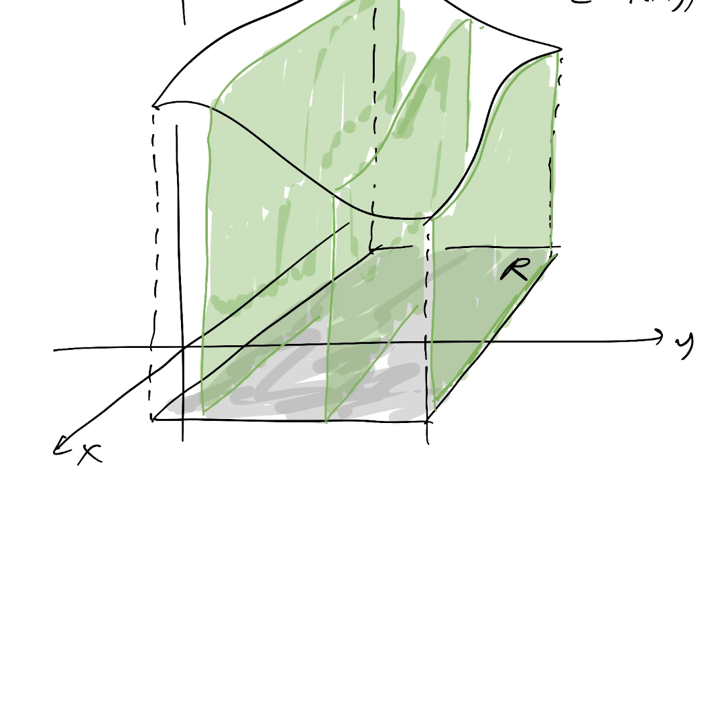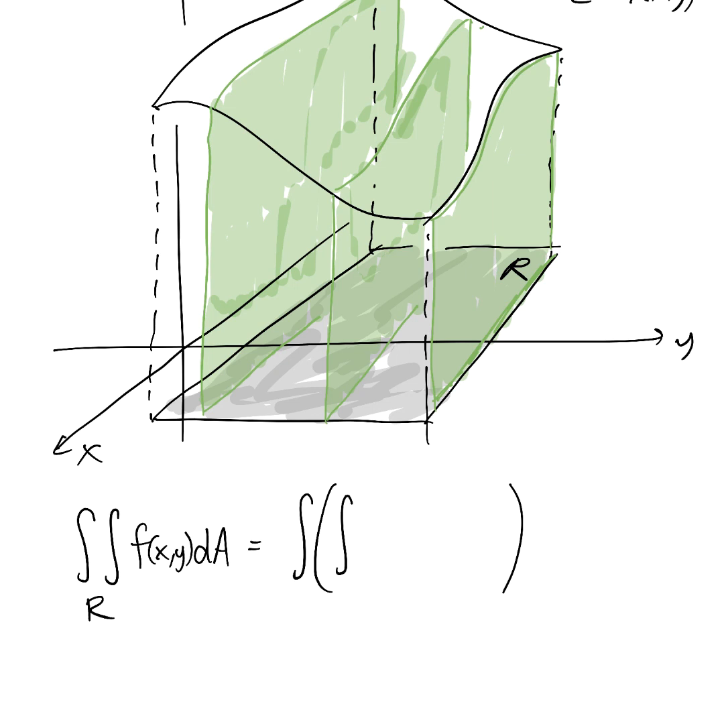Thus, the way we actually compute the double integral over the region R for the function f of x y with respect to area is often as what's called an iterated integral, which is two integrals back to back. The first one is done with respect to one of the variables. The other is done with respect to the other variable.